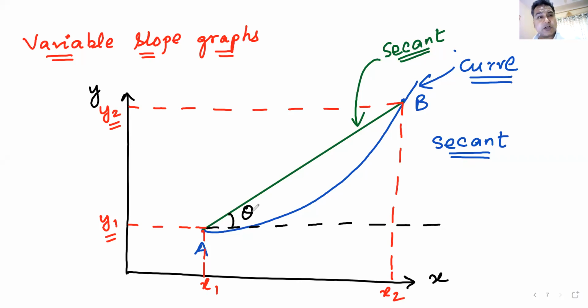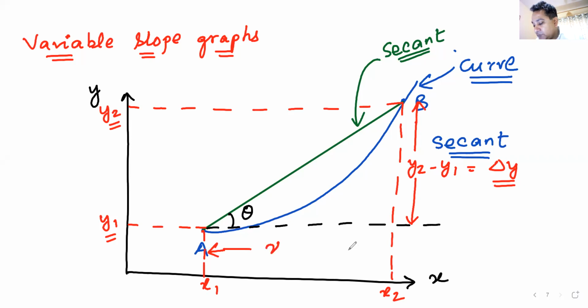I can find out the value of tan theta. How will I get the value of tan theta? So I will find out the value of this one, this line, this side. That will be equal to y2 minus y1. Yes or no? And this y2 minus y1 can be written as delta y. We have already seen that. Change in the value of y.